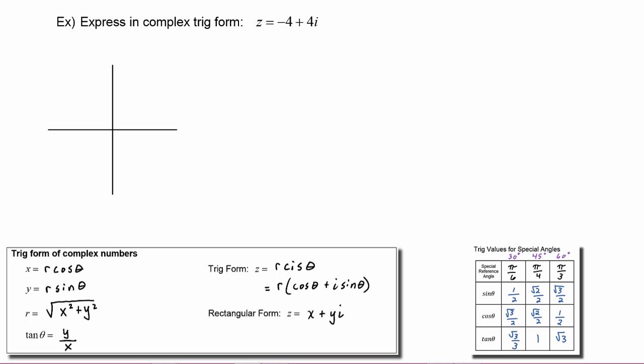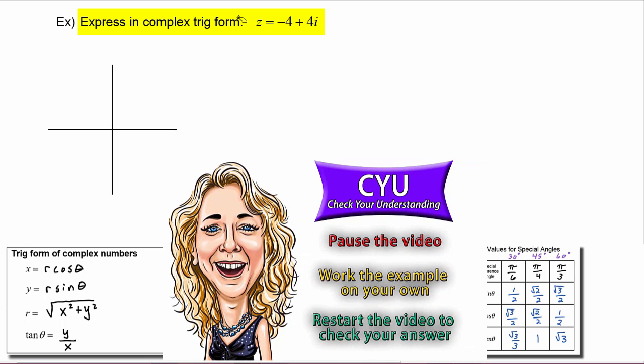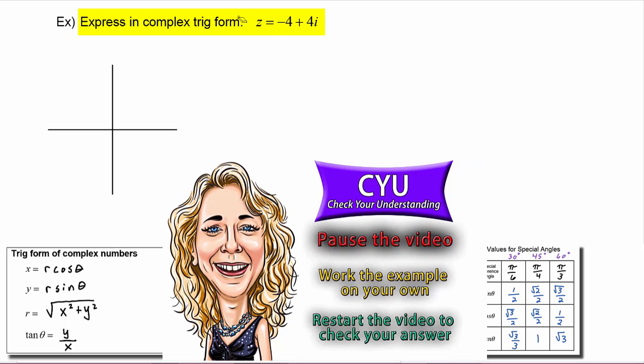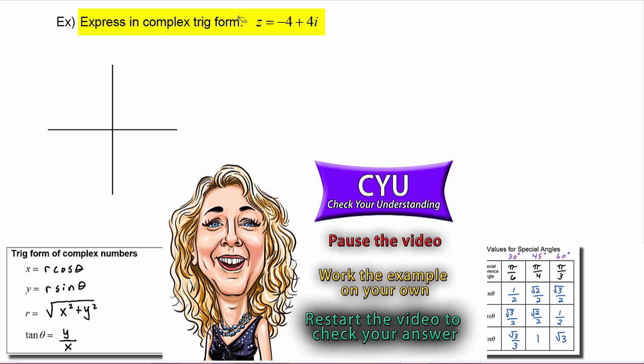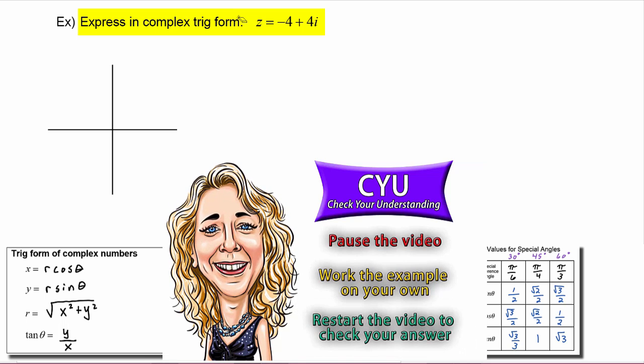In this example, we have to express in complex trig form z is equal to -4 plus 4i. It's CYU time, so pause the video, work the example on your own, then restart the video to check your answer. Okay, let's see how you did.